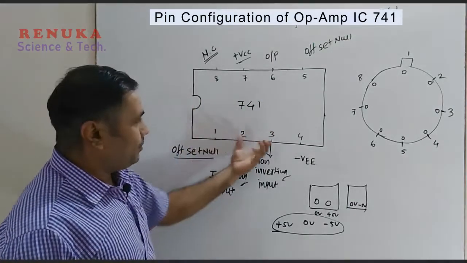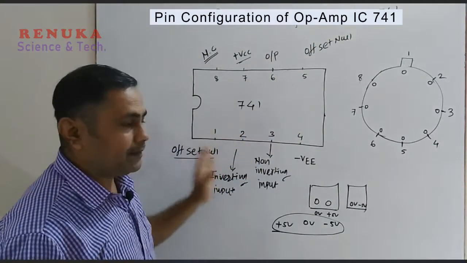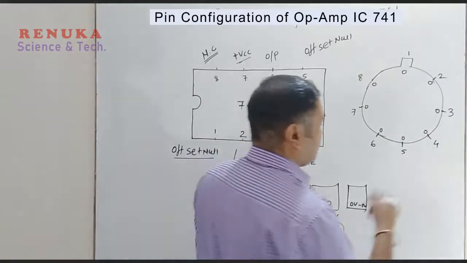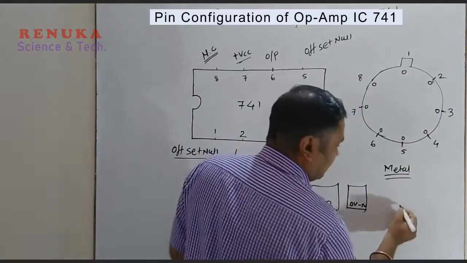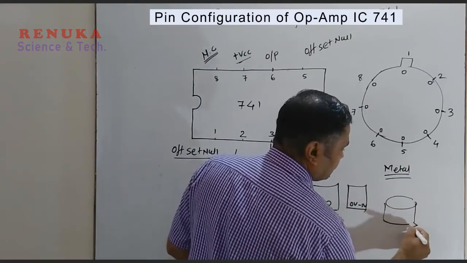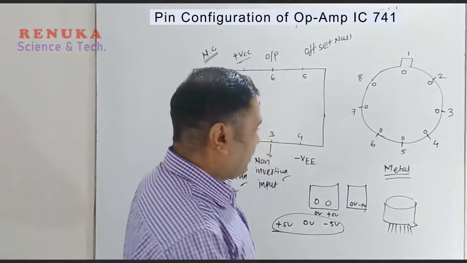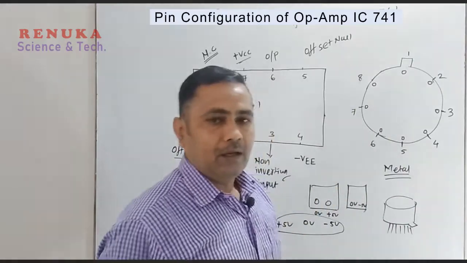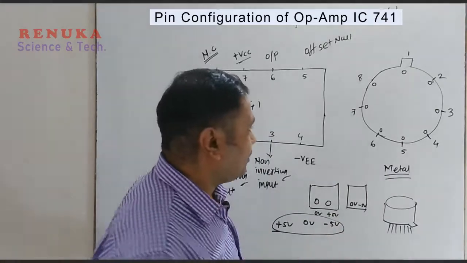So this is the plastic package. It has a rectangular shape like this, and the pin configurations are like this. Then this IC also comes in a metal package. So this is the IC with metal package. This IC actually looks like this, and these are the pins actually. In the metal package, this IC is mostly manufactured using germanium type semiconductor.